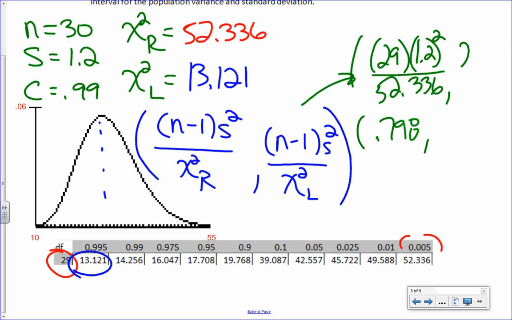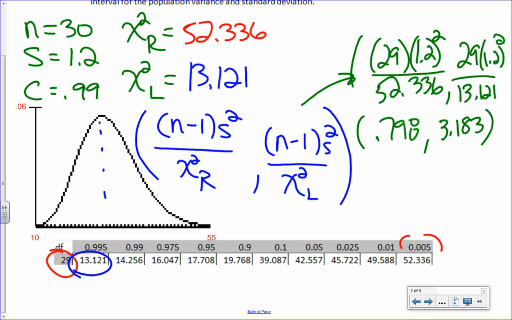So then over here, for the larger number, you notice the numerator is the same. Over now, chi-squared left. I know that's weird that you put them under the wrong ones. It seems like you're putting them under the wrong ones, but the numbers come out right. And so we get what? 13.121. 3.183.